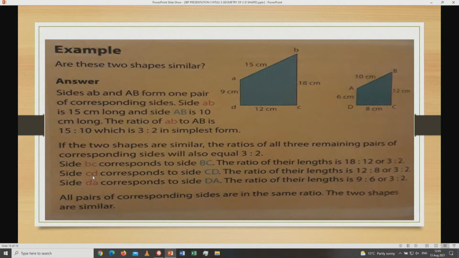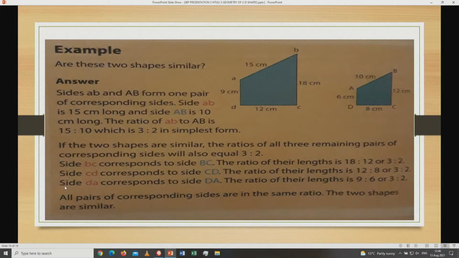Let us see. Side CD corresponds to side capital C, capital D. The ratio of their length is 12:8. Again, similar. Why? Because when you simplify 12:8, there is a number that can go into 12 and into 8 without leaving any remainder. And that number is how much? 4. 4 goes into 12 3 times. 4 goes into 8 2 times. So it boils down to a ratio of 3:2 again.